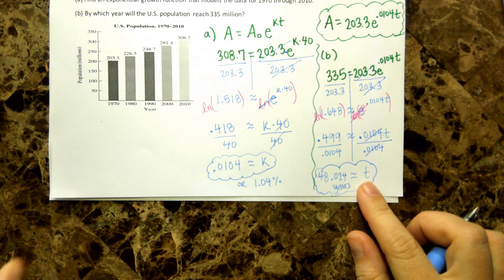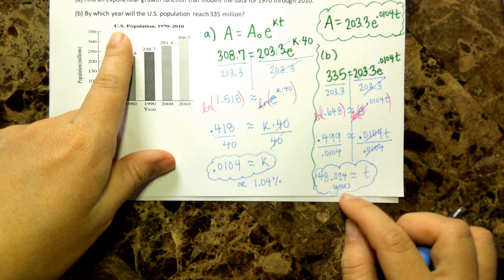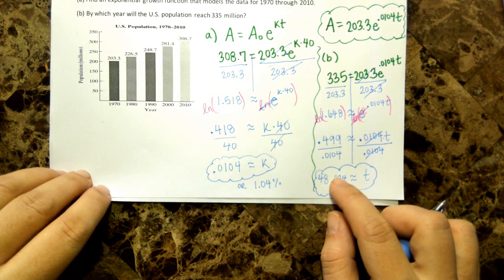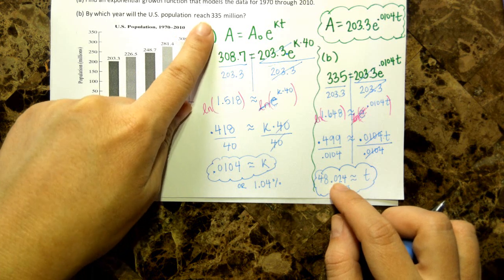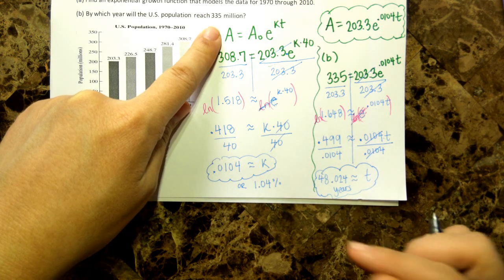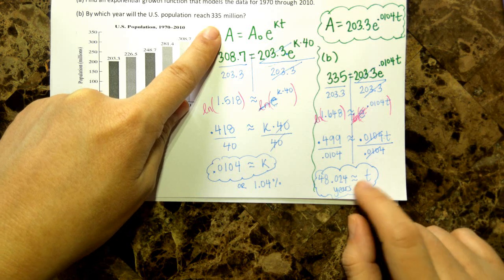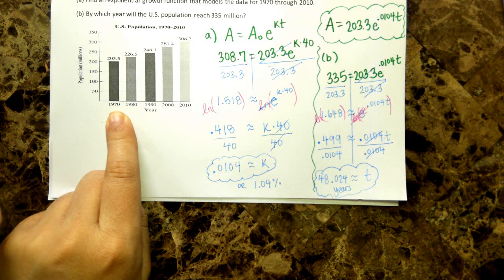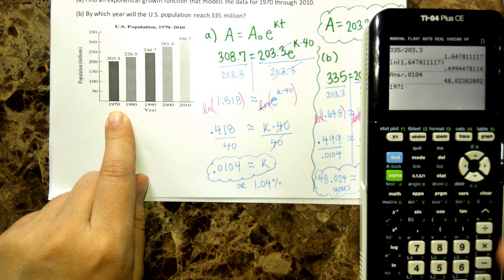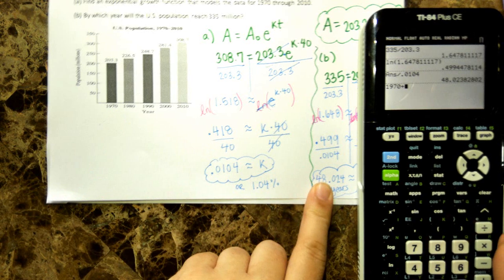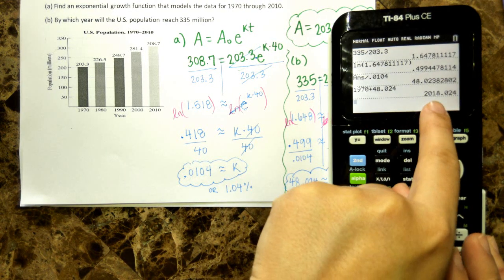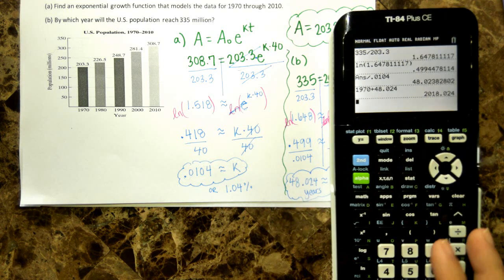Okay. So the question says by which year? Well, technically, this is not the answer. We just said 48 years will have to occur before our population reaches 335 million. If you wanted to know the actual year, what year is it when this happens, you would just take your starting year, which is 1970, and add 48.024 years, and it would be the year 2018. I mean, a little after because there's some decimals, but it would be the year 2018-ish.